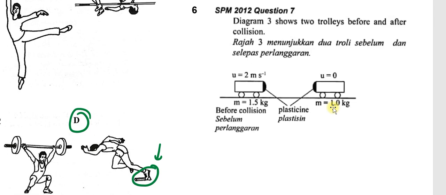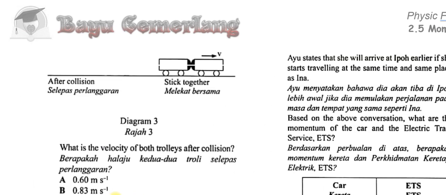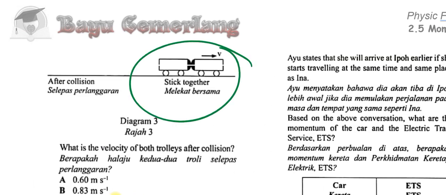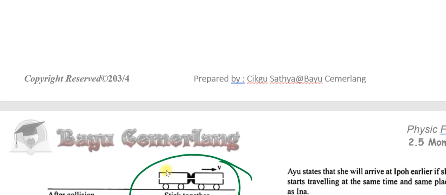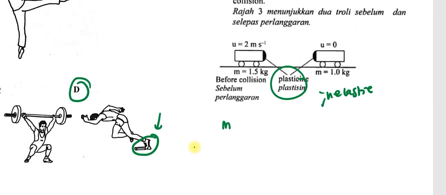2012, Question 7. Okay, they put plasticine. If they say plasticine, it is inelastic. What are they asking? We see. They ask, what is the common velocity after the collision? They also tell you they stick together. If they say stick together or combine, or you put plasticine, we already know that is an inelastic collision. So we look at the formula. The formula for inelastic: m1u1 plus m2u2 equals the combined mass, because they stick together, with common velocity v. This is the general formula. It's not very difficult.